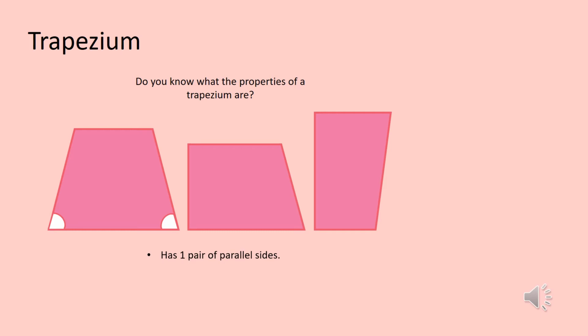So if you're looking at a quadrilateral and it doesn't look like a kite, or have the properties of a kite, or a parallelogram, or a rhombus, or a rectangle, or a square, it's most likely a trapezium. But always check that it has one pair of parallel lines.